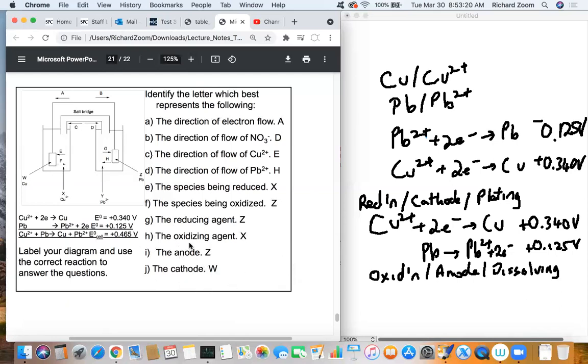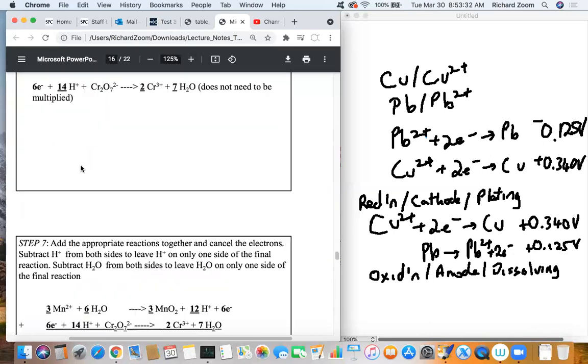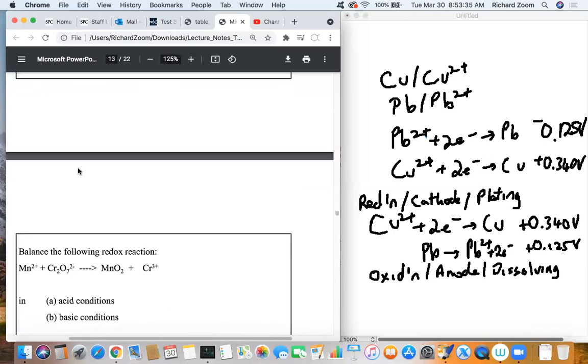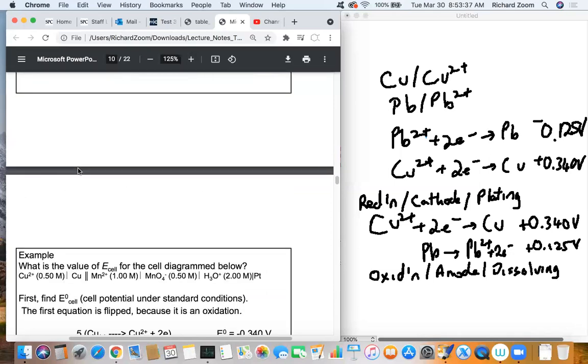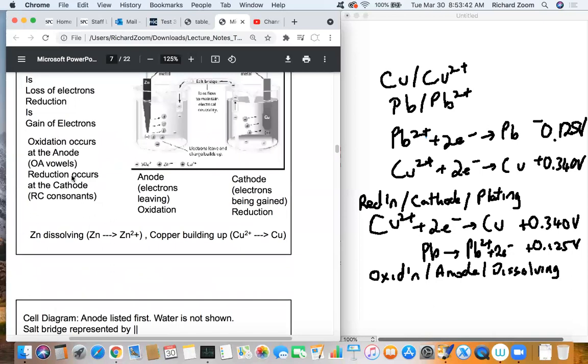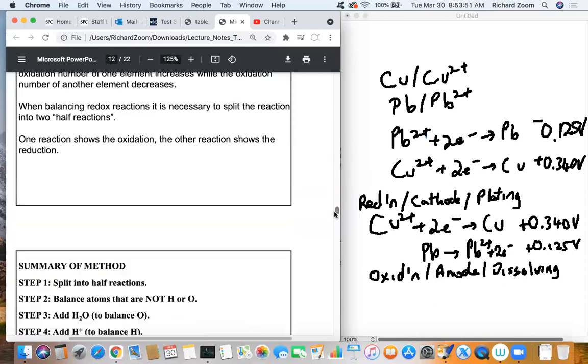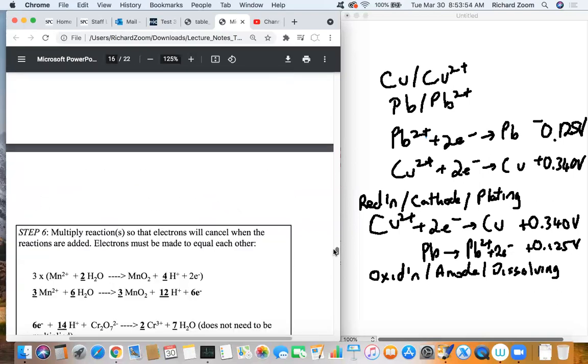All right, the other two are fairly easy. These are the anode and the cathode. Now, these are electrodes. Electrodes are bits of metal stuck in the solution. And as I had talked about earlier, back over here, oxidation occurs at the anode, reduction occurs at the cathode. O and A are vowels, R and C are consonants. So I had gone through that a bit earlier.